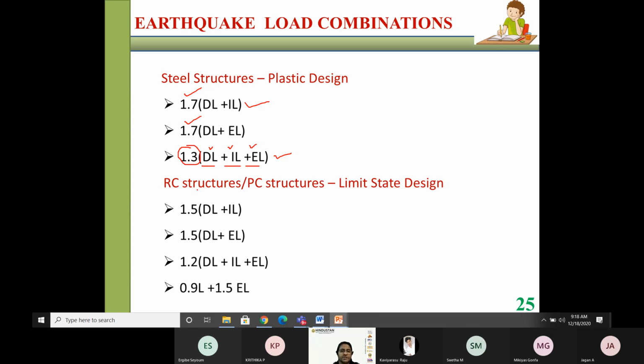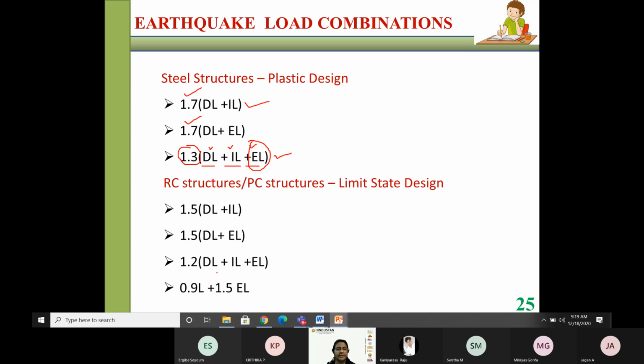Similarly, for an RC structure, reinforced concrete or plain concrete structure based on limit state design, you have different combinations. There are almost 25 combinations in the 2016 regulation. It is given there. I will explain this in detail, because earthquake load and wind load we will be discussing later. From next class onwards, we will be seeing the code books, and we will do some problems on how to calculate the earthquake load, this EL.